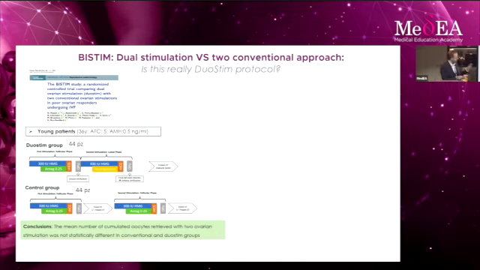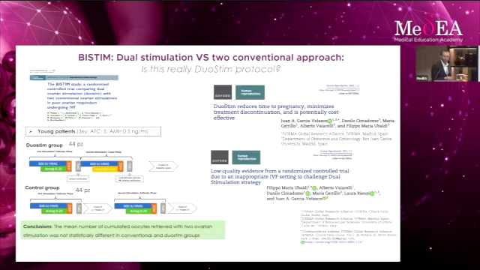Anyway, if we see the protocol, they used a different protocol, urinary gonadotropin. They did an antagonist protocol in the first and PPOS in the second one. They used hCG in the first and the second one. So this is a totally different protocol compared with our protocol. And another big bias of this study was the design of the study. This is the reason why we wrote two letters after the publication of this study.